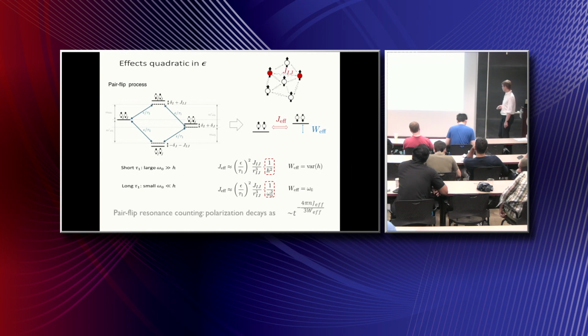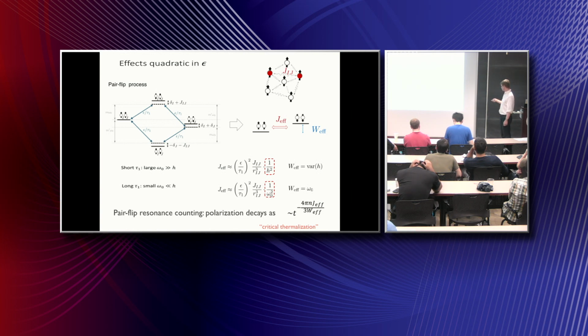So at this point, this is again a dipolar system. It interacts with this 1/R cubed interaction. So you can do this kind of resonance counting, which I described before. And this pair flip process will result in polarization decay, which will be a power law decay. And then you can ask a question, for example, at what point will the polarization decay by, let's say, 50%.